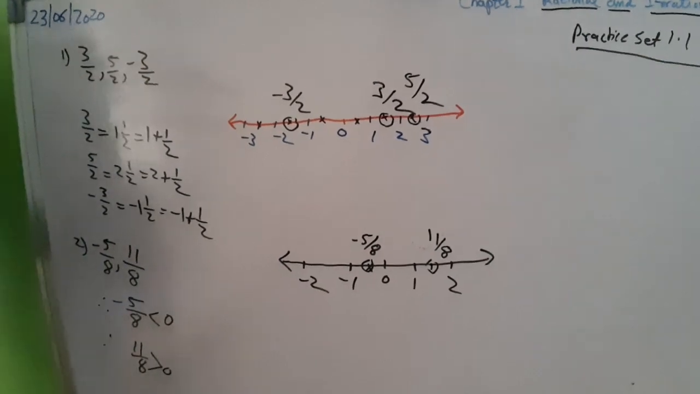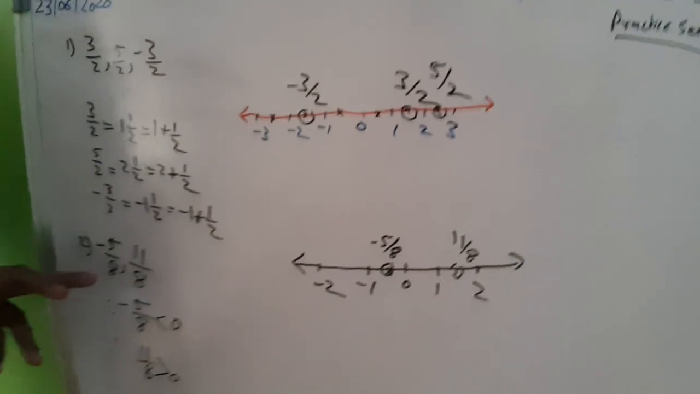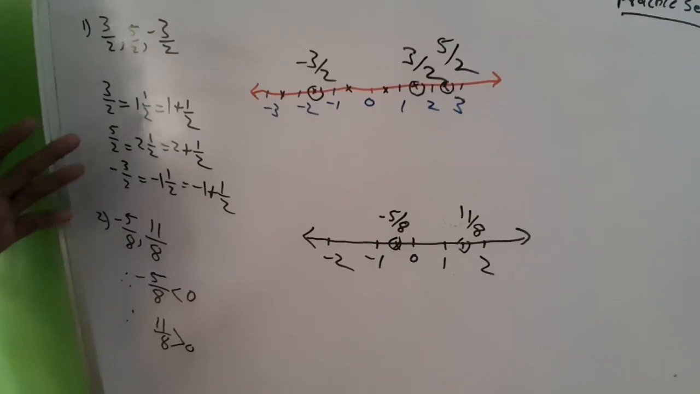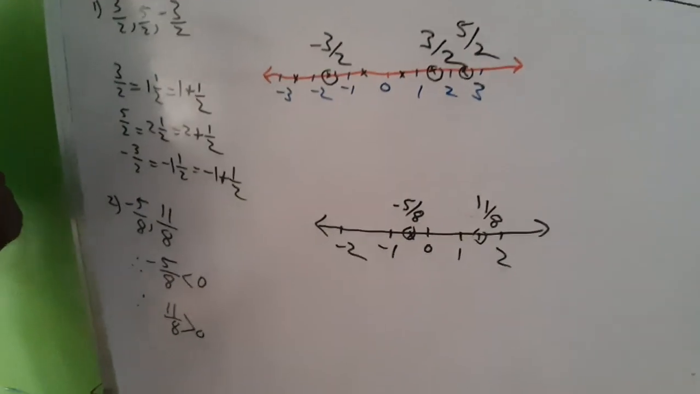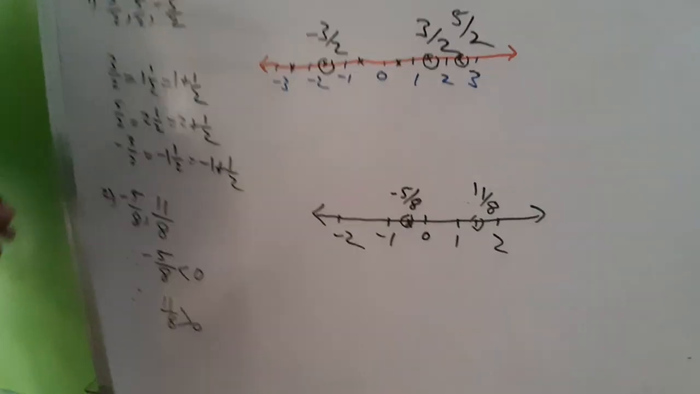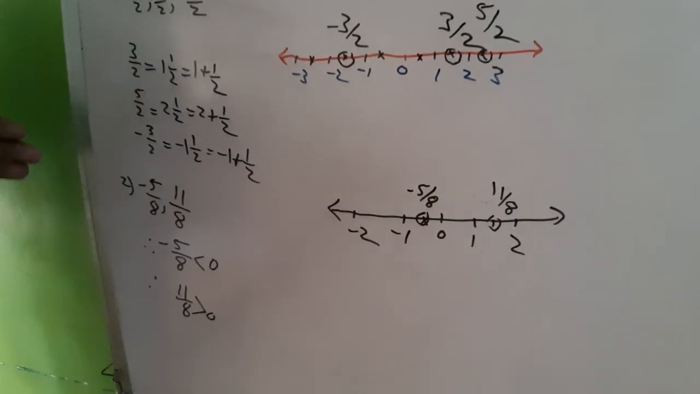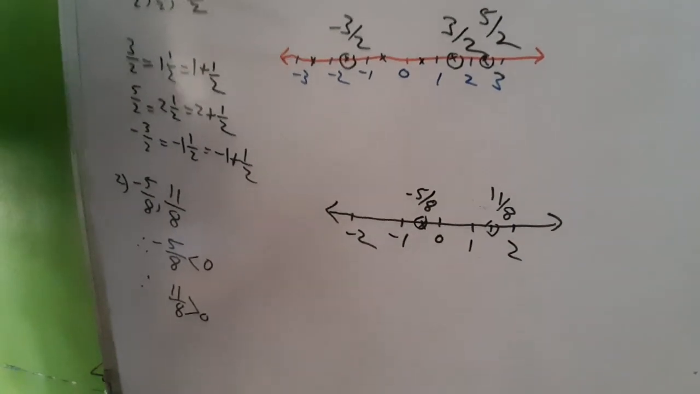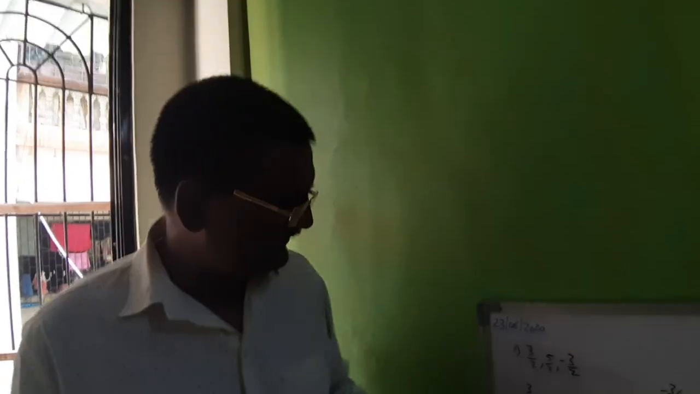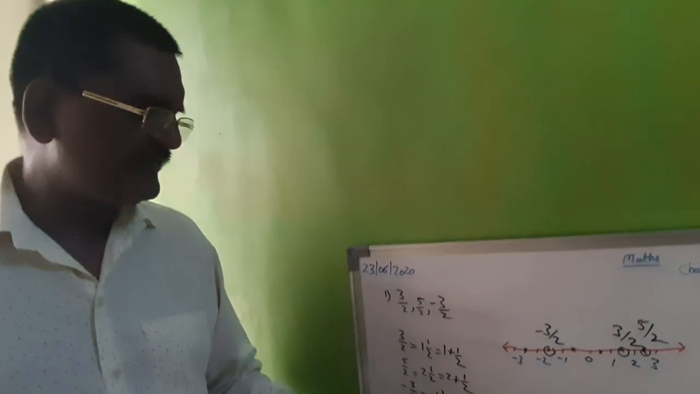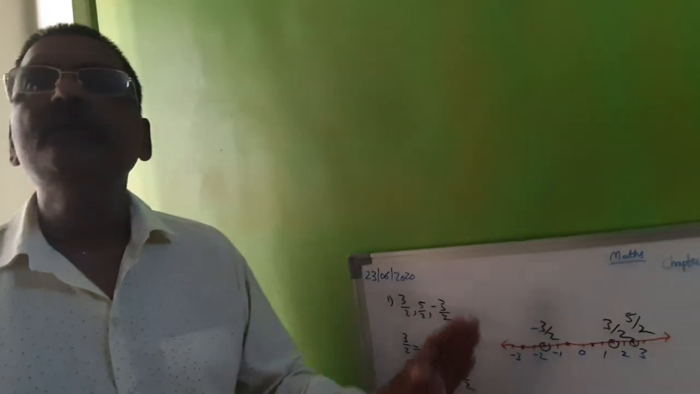This is the first part. म्हणजे आपण काय केलं, -5/8 मध्ये 8 हा न्यूमरेटरपेक्षा मोठा आहे. If denominator is more, that is always less than 1. Negative, that's why between 0 and -1. Suppose instead of negative, if we write positive, then we have to write 0 and 1. But if it is negative, between 0 and -1. Similarly, 11 upon 8, that is greater than 0 and between 1 and 2.